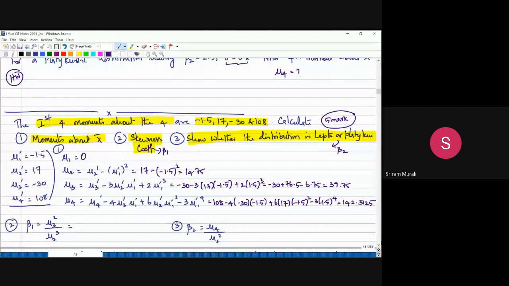Because to find the skewness and kurtosis, these are the requirements. You know mu3 is 39.75 here, the whole square divided by mu2, 14.75 the whole cube. Simplify, you will get the answer. This is 142.3125 divided by... Sir, mu2 minus 14.75?